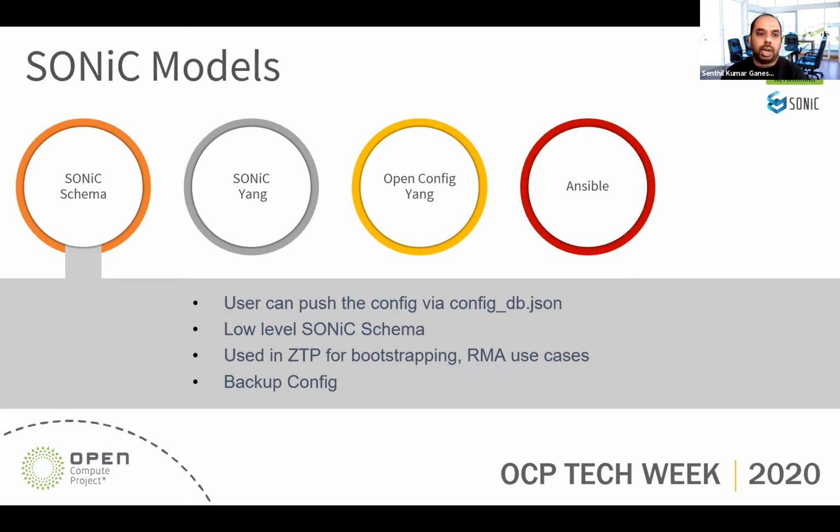So this is primarily used in the case of bootstrapping the device via ZTP, because ZTP today only takes the configuration via the config_db.json format. And then whenever you have an RMA use case, you have to push the config again. You have to get the device back in the same state. So the saved config in the config_db.json being replaced in the new switch provides you the RMA use case as well. And then it provides us a backing up of config. So with the management framework, we're trying to unify all the schemas into config DB so that the user can just back up one centralized schema and then get back to it whenever they need.